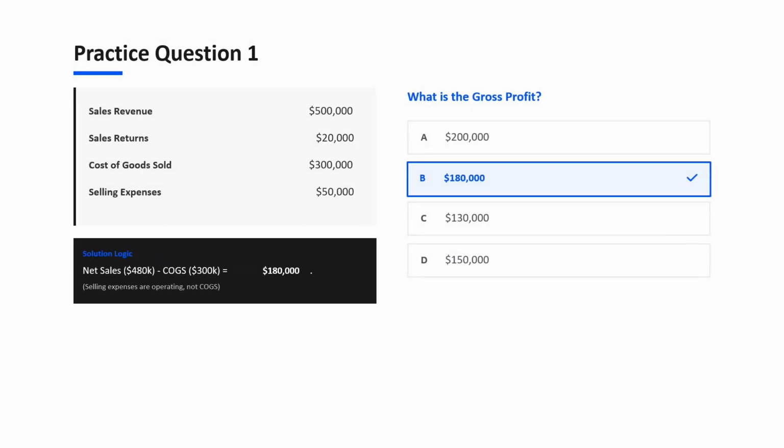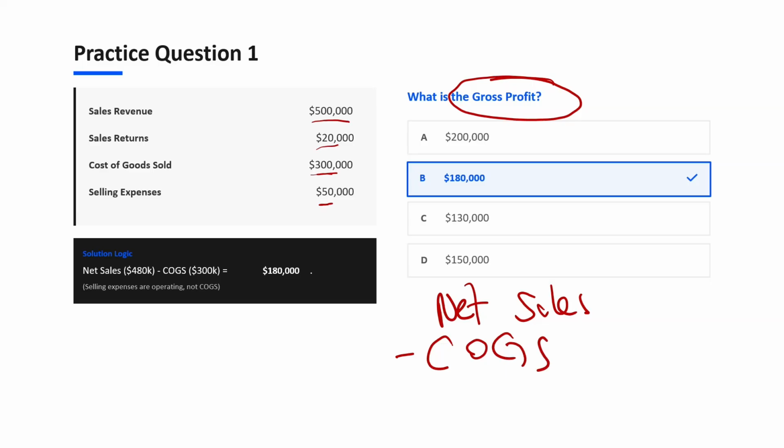Let's do a simple example. We have a company, they have a sales revenue of $500,000, $20,000 returns. They have cost of goods sold for $300,000 and selling expenses for $50,000. They are asking for the gross profit. Gross profit is very easy. The formula of the gross profit is the net sales minus cost of goods sold.